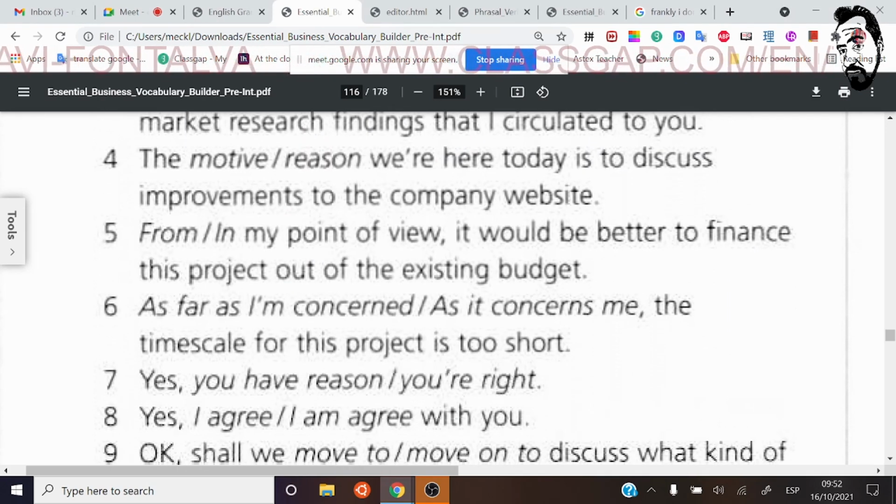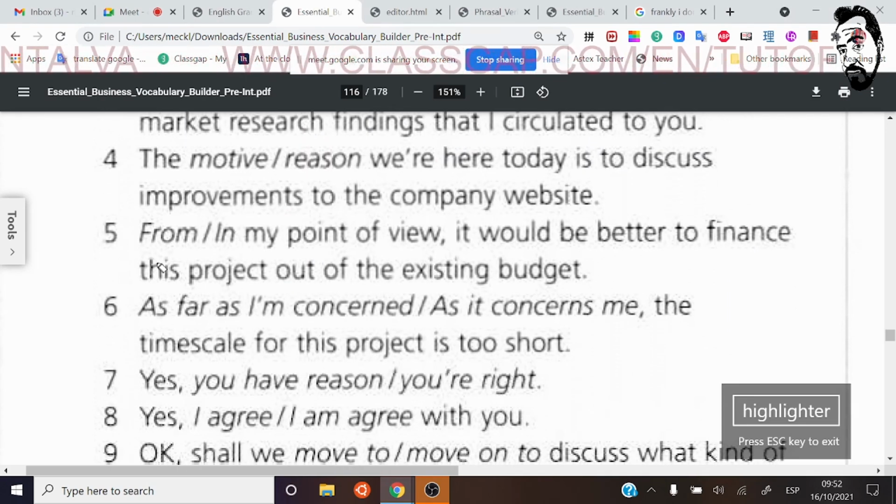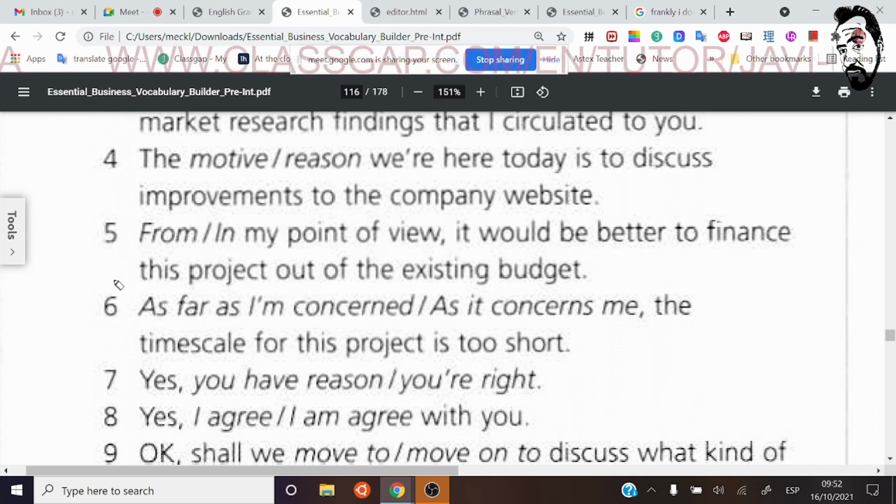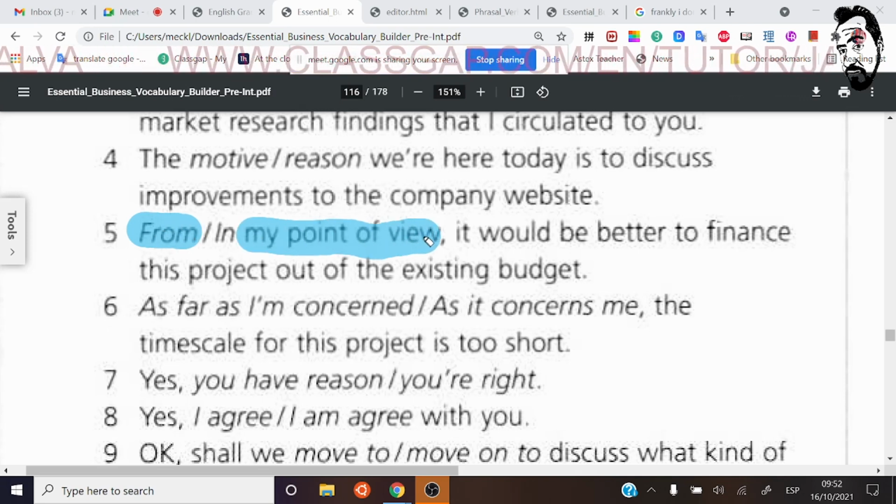Okay. 5. From my point of view or in my point of view? From my point of view. Or in my opinion. Es lo mismo. In my opinion. From my point of view, it would be better to finance this project out of the existing budget.